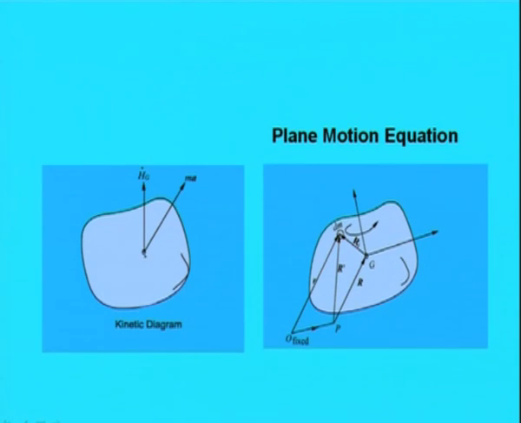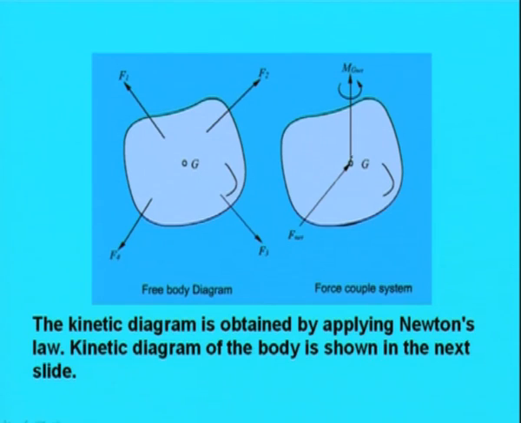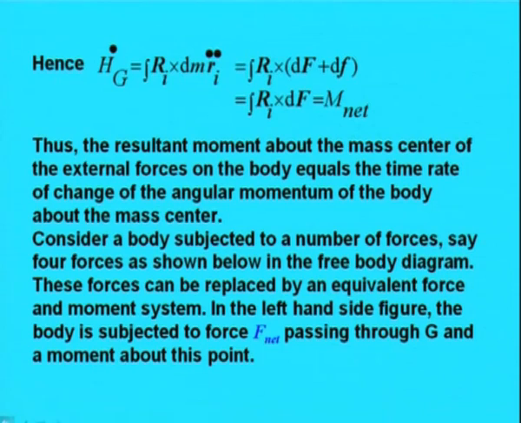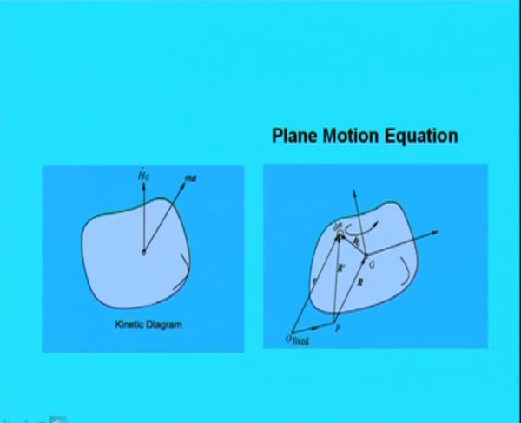Now we can see that the net force is in the same direction as mass into acceleration. Then you have H dot G, the rate of change of angular momentum, which is also shown, and it is in the direction of M G net, because we have established that the rate of change of angular momentum will be in the direction of M net.